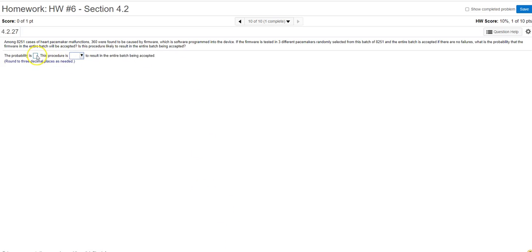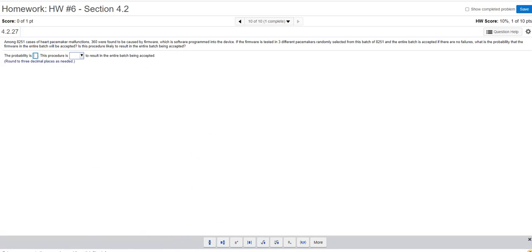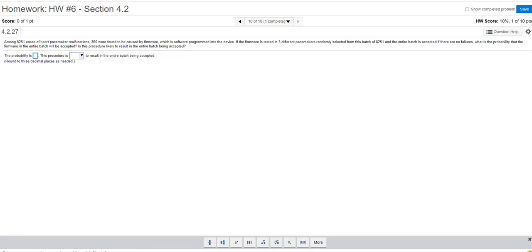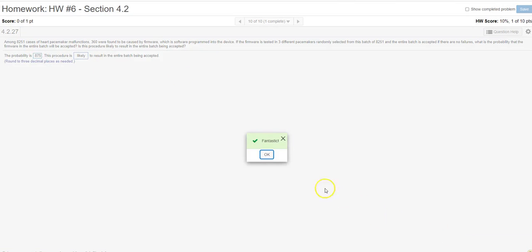0.8747. Oh, they want 3 places. Let me go back and look at that. 3 places, 0.875 to 3 places. Okay, so 0.875, and that's about an 87% chance. So I would say it's not certain that the batch will be accepted, but it's likely that the batch will be accepted. Let's hope for the best here. Fantastic. Okay.